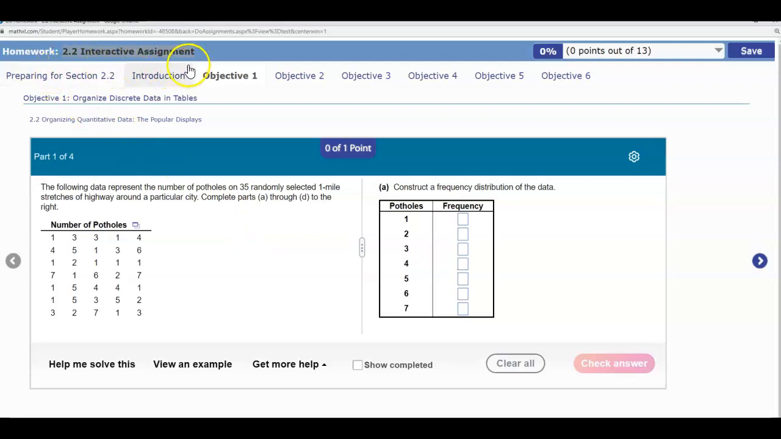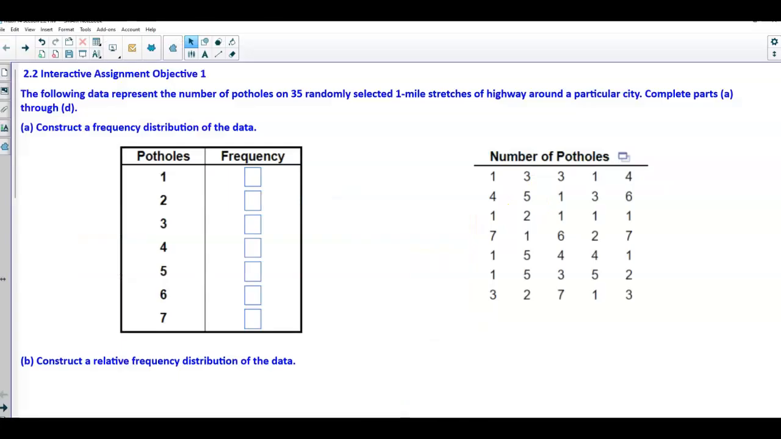Section 2.2 Interactive Assignment Objective 1. The following data represent the number of potholes on 35 randomly selected 1-mile stretches of highway around a particular city. Complete parts A through D to the right. In part A, it says, construct a frequency distribution of the data. So let's go ahead and do that.